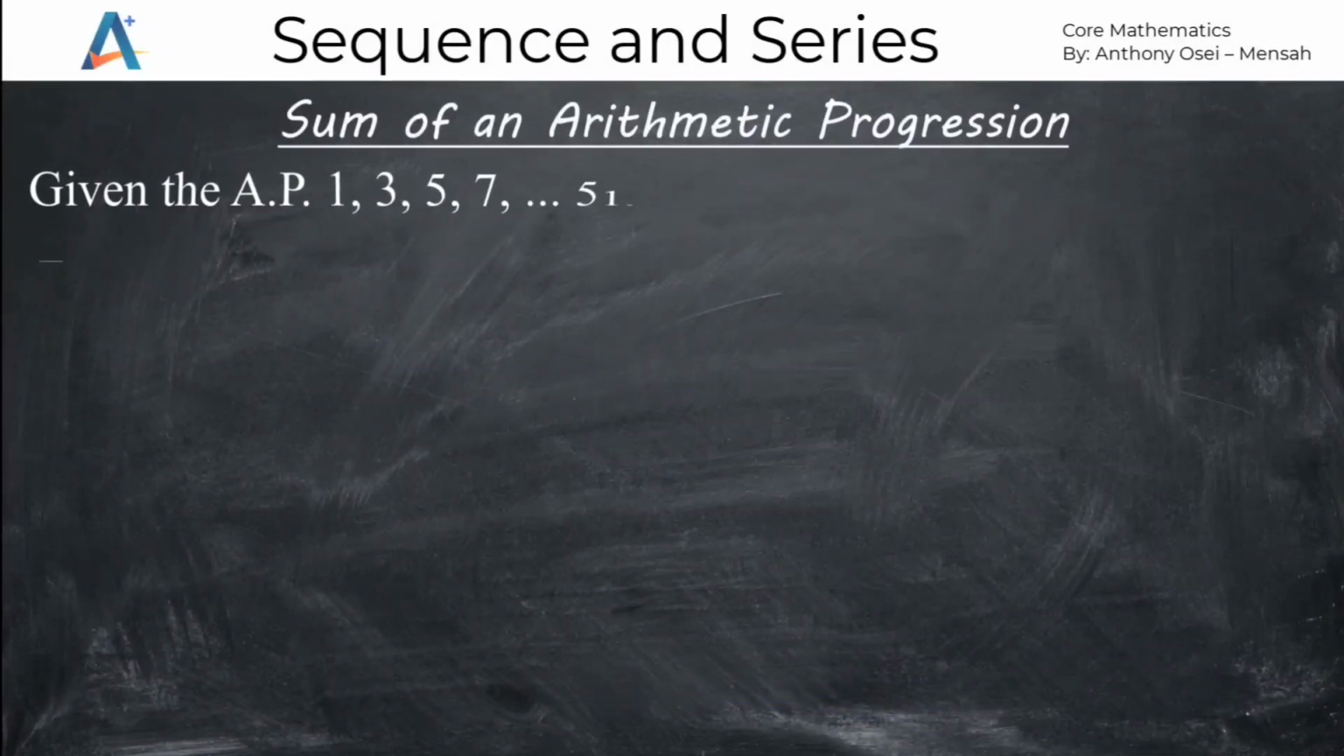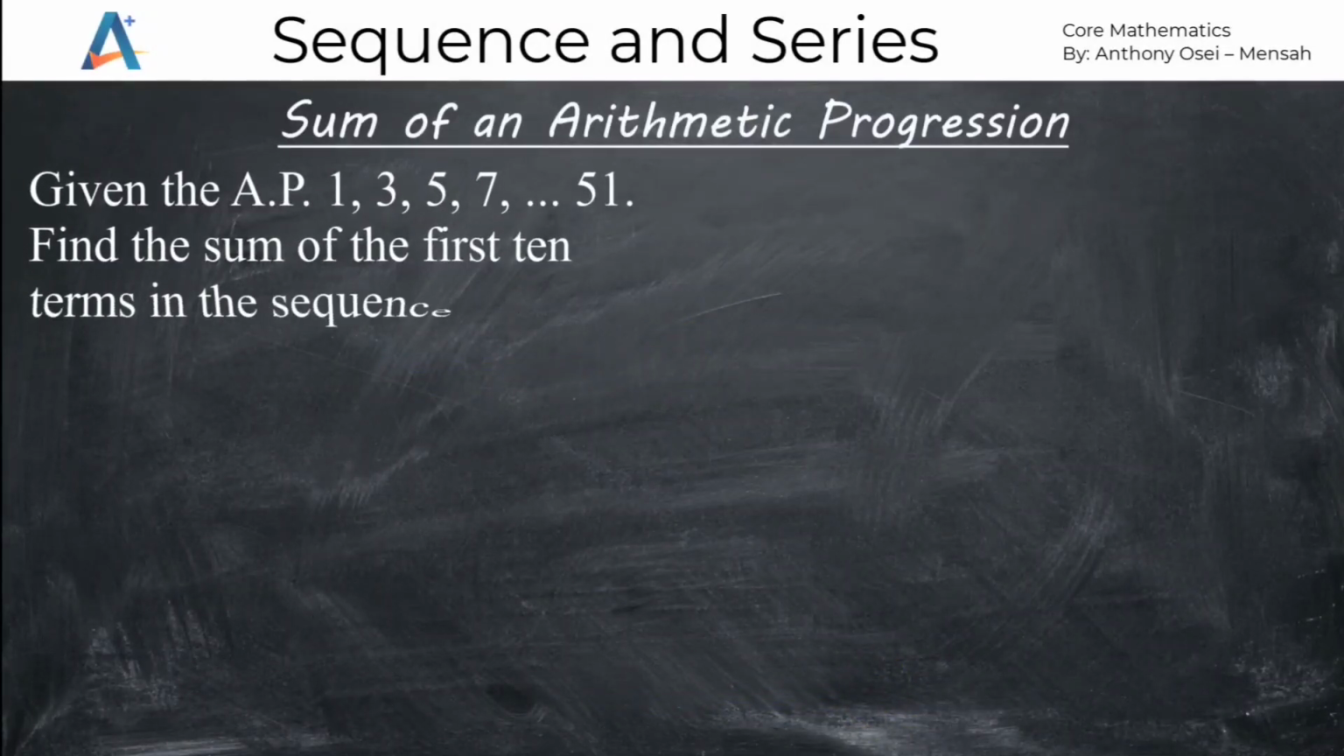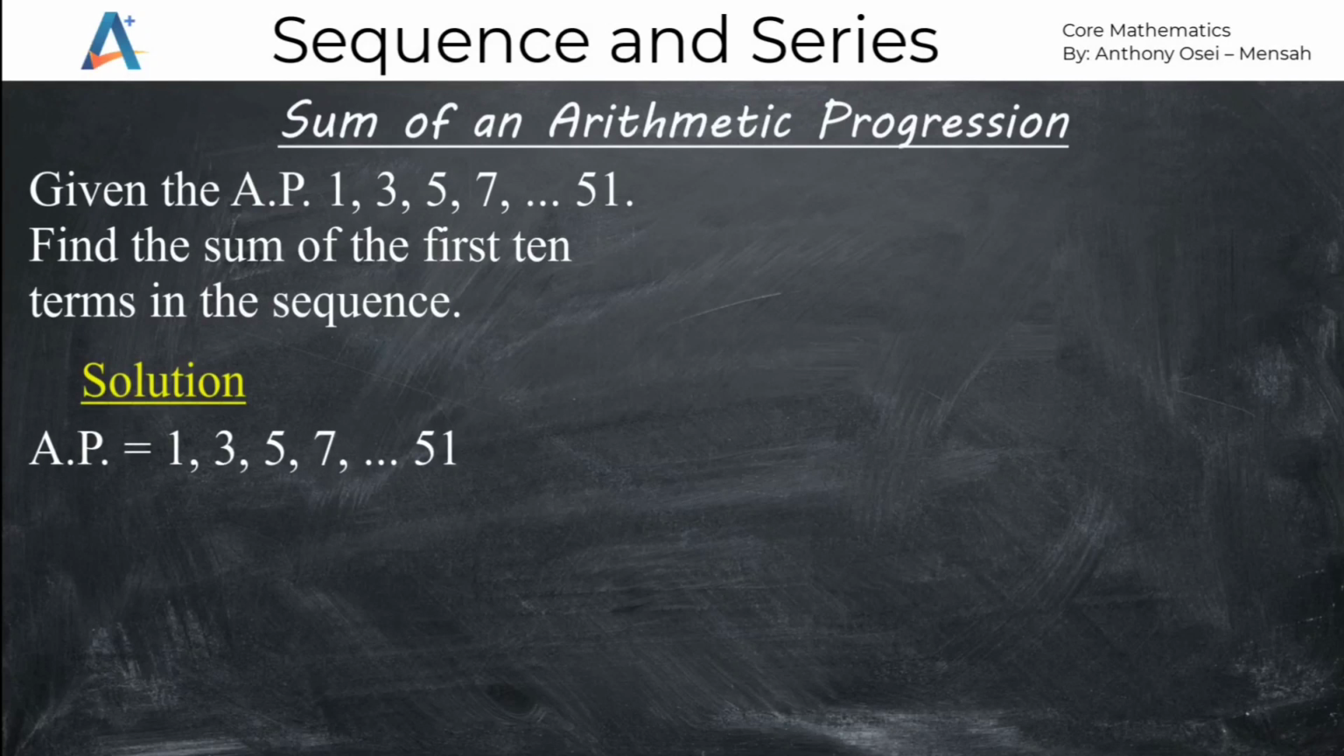In this question, it reads, given the AP 1, 3, 5, 7 and the last term as 51, find the sum of the first 10 terms in the sequence. Now, this is an illustrative example for finding the sum of an arithmetic progression. So with this, let us solve and see how it is done. Now, the AP is 1, 3, 5, 7, omissions in the middle, to 51. We have been given the first term as 1. We have been given the last term as 51.